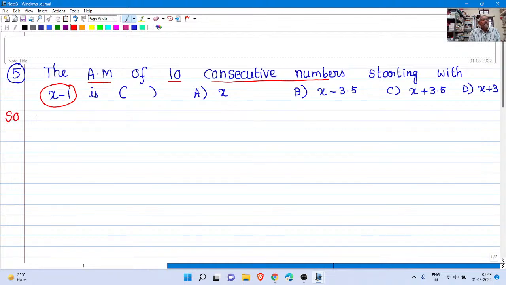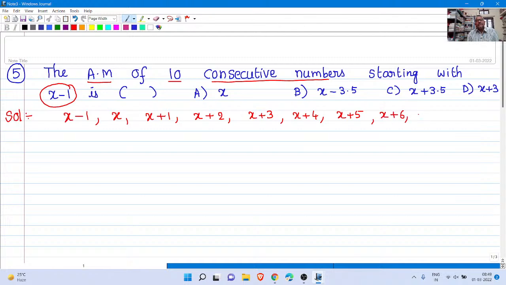First, let us write 10 consecutive numbers starting with x minus 1. x minus 1, add 1, so this forms an arithmetic progression. Adding 1, you get x, then x plus 1, x plus 2, x plus 3, x plus 4, x plus 5, x plus 6, x plus 7, x plus 8. Now count how many there are: 1, 2, 3, 4, 5, 6, 7, 8, 9, 10.